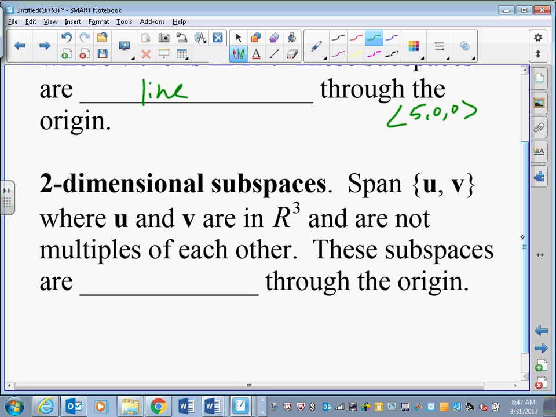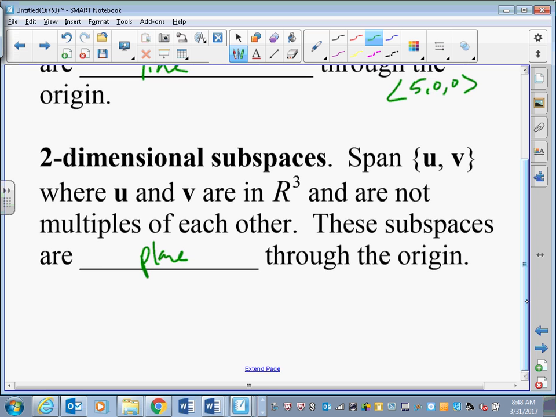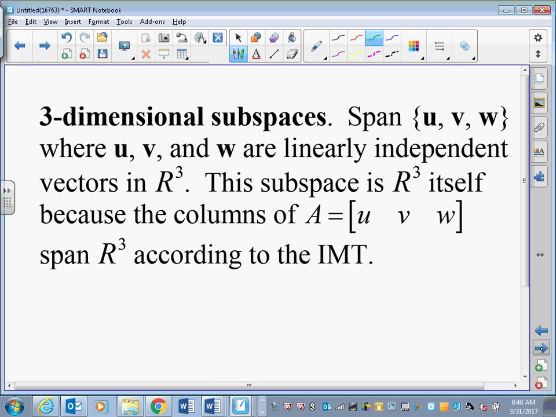All right, a two-dimensional subspace, the span of two vectors u and v in R3 that are not multiples of each other, which means they're going in different directions. They're not on the same line. These subspaces are what? It's going to be a plane through the origin. Okay? Three-dimensional subspaces, blah, blah, blah. Columns, according to the IMT. What does IMT stand for? Thank you. Okay?